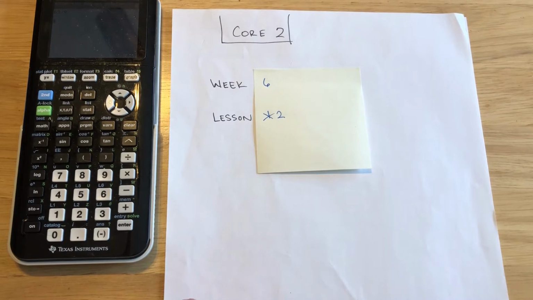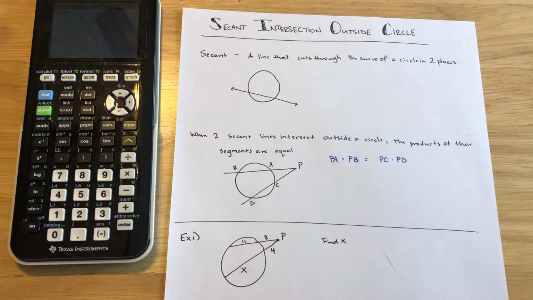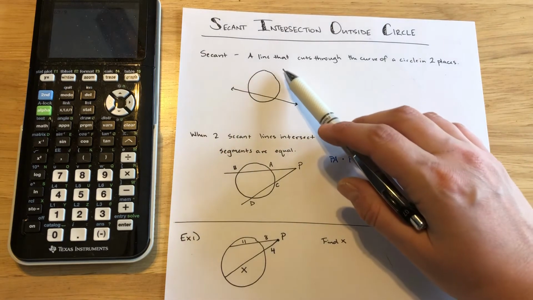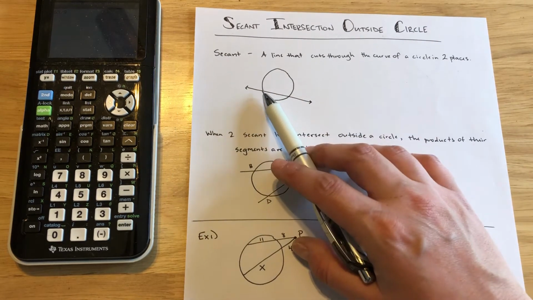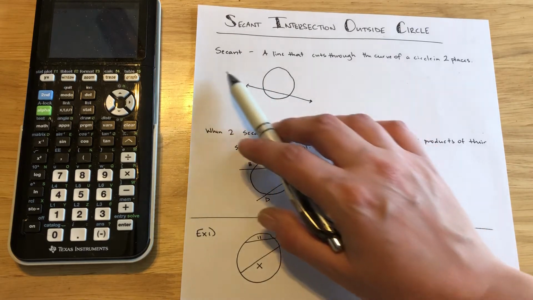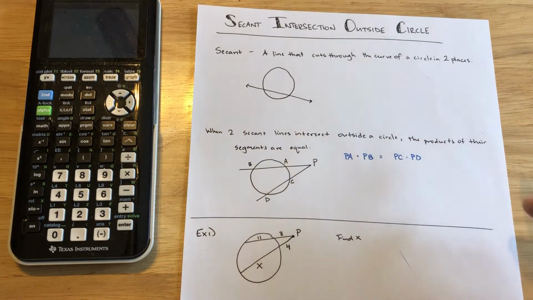This is your Week 6 Lesson 2, and it is all about the secant intersections outside a circle. So yesterday we talked about chords of a circle. Today we're going to talk about secant lines. So what is a secant line? It is a line that cuts through the curve of a circle in two places. So it's essentially as if a chord were turned into a line.